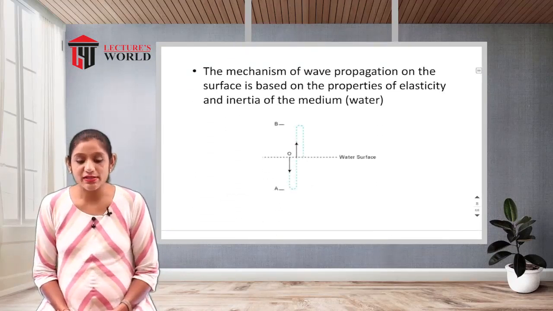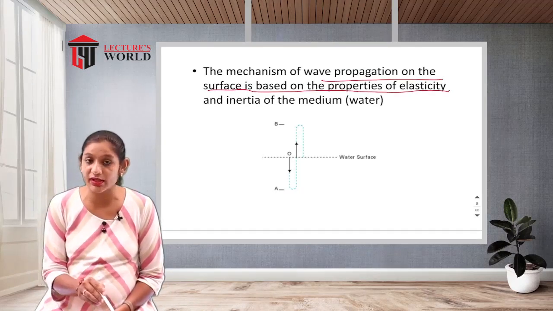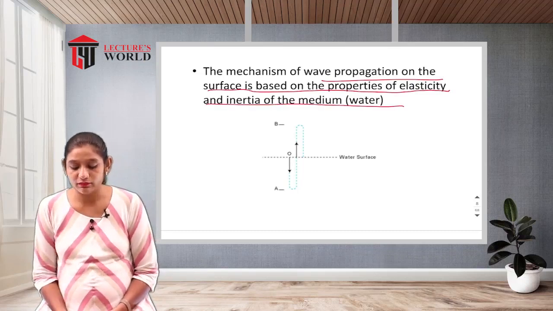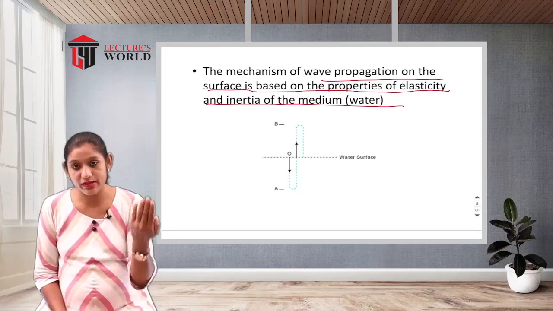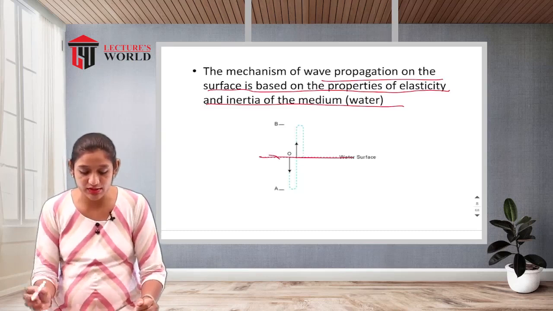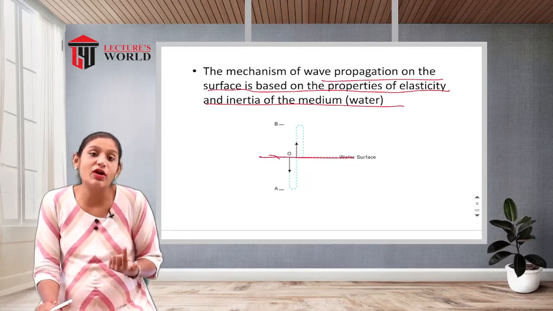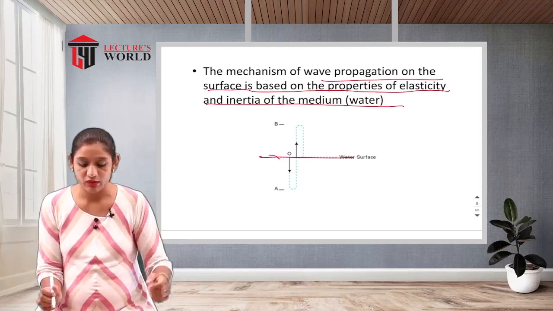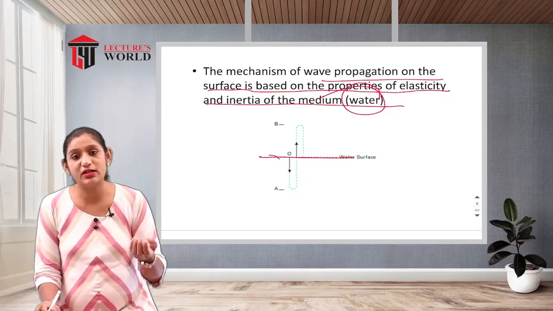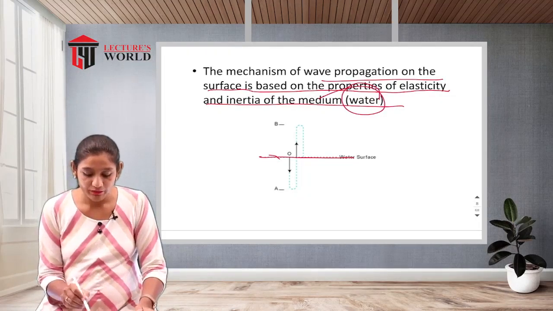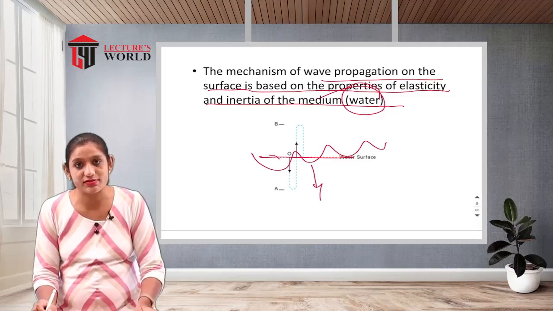Next one: the mechanism of wave propagation on the surface is based on the properties of elasticity and inertia of the medium, which is water. Let's talk about how waves propagate on the surface. The medium, the water, absorbs the energy from the object, the stone we put into it. So the water absorbs some energy and converts it into motion. Right. Next one.